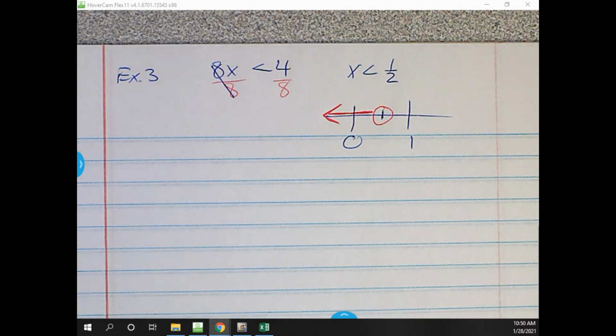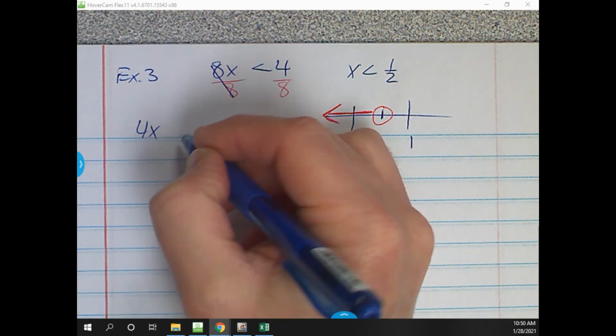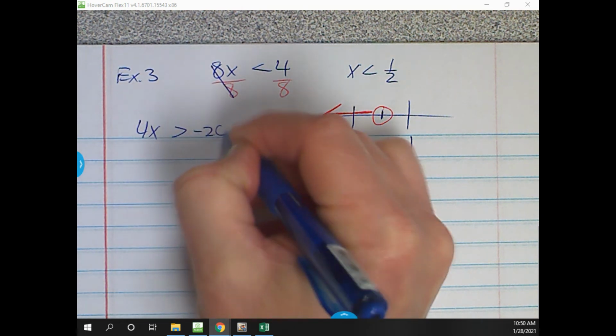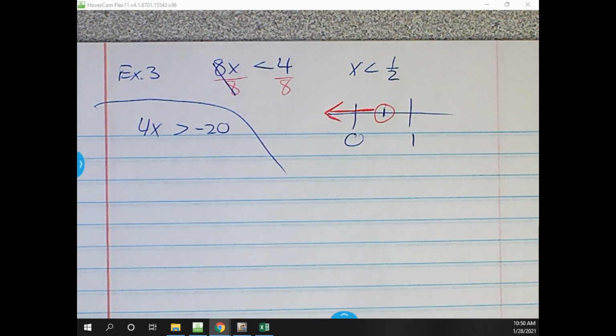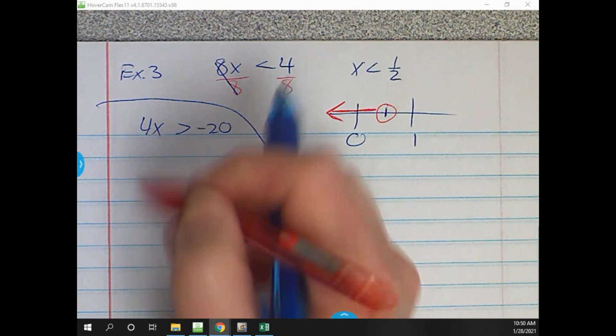Okay, so there's the basics of everything we're talking about. The only real thing to worry about when we're doing inequalities is if you have a negative number that you multiply or divide by, you have to flip it. Again, just to make sure you've got that. If it was 4x greater than -20, you wouldn't have to do anything on this one because you're going to divide both sides by 4.